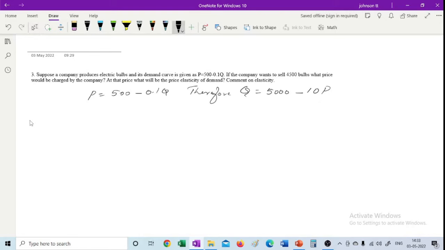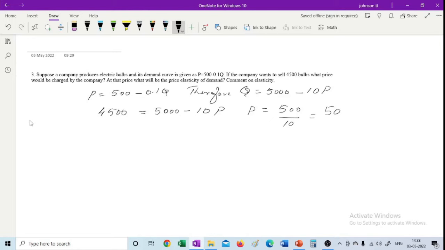So 4500 equals 5000 - 10P. While solving this, we will get P equals 500 divided by 10, that is equal to 50. So we got the value of P, P is 50. So that is the first part. We found the price: what price should be charged by the company.